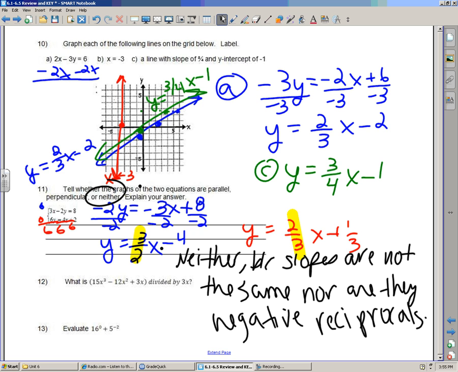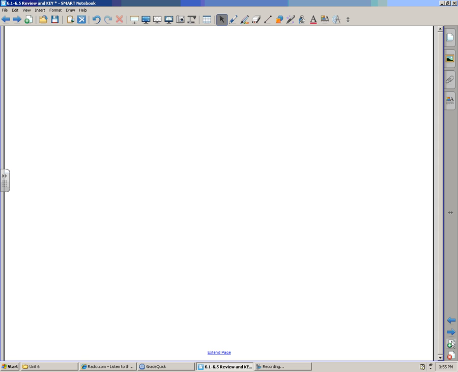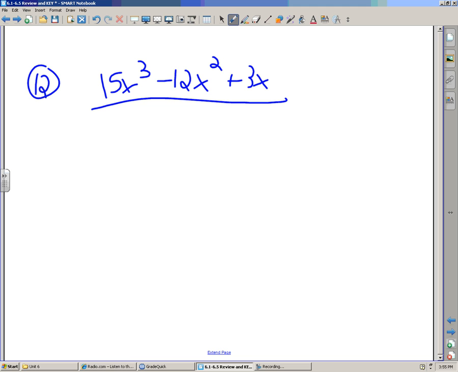Okay. All we've got left is 12 and 13. I'm going to go into a different sheet for that because I've got no room. So 12 asks you to take this trinomial, 15x cubed minus 12x squared plus 3x, and divide it by 3x. 3 things divided by 1 thing is always 3 things, so it becomes 5x squared minus 4x plus 1.